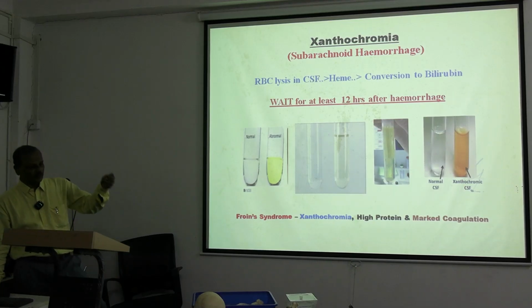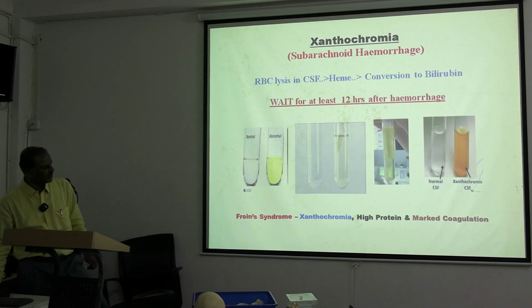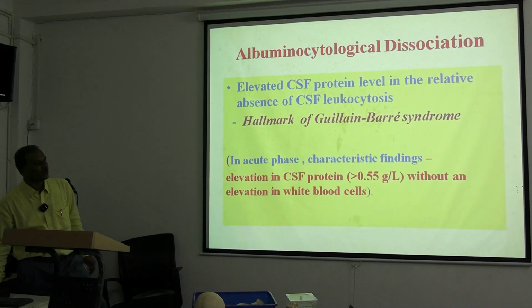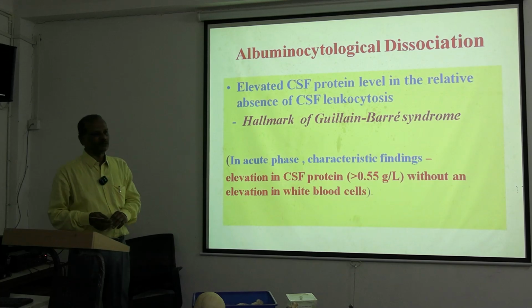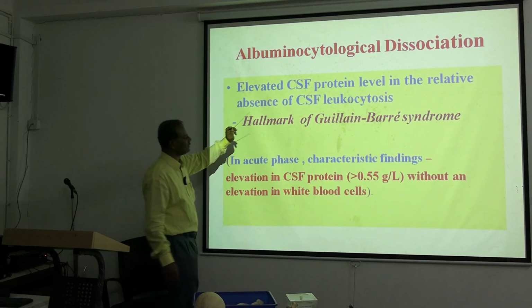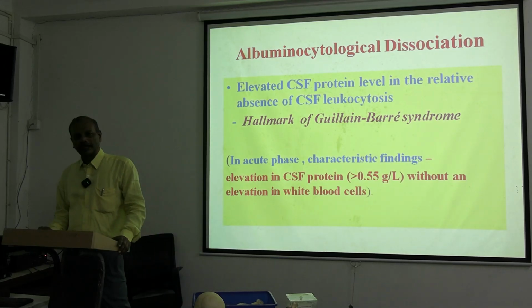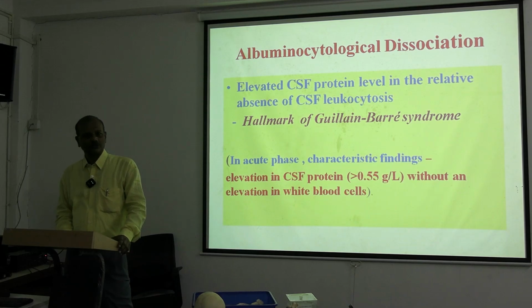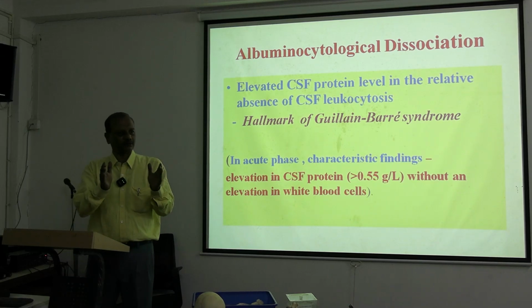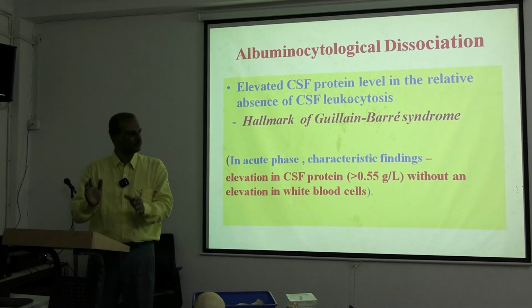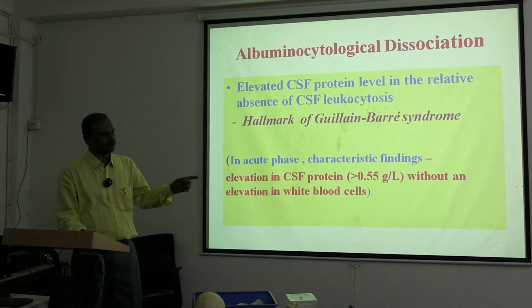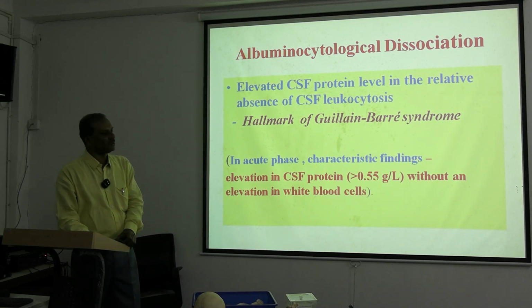Froin's syndrome you will be taught in the clinical class. It's a triad basically. You need to remember at this stage, one point, write it down: albuminocytological dissociation. This is diagnostic of Guillain-Barré syndrome. What happens during inflammation? There is a proportional rise of cells and protein because of the leak. So there is an association between the rise of the cell count and the quantity of protein. But in this condition, there will be dissociation. That is the reason why it is called albuminocytological dissociation.